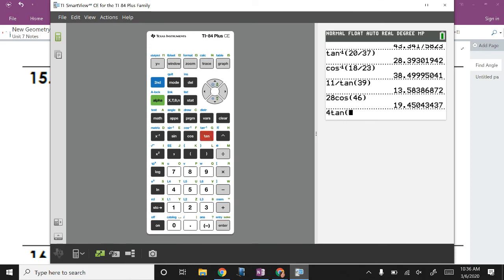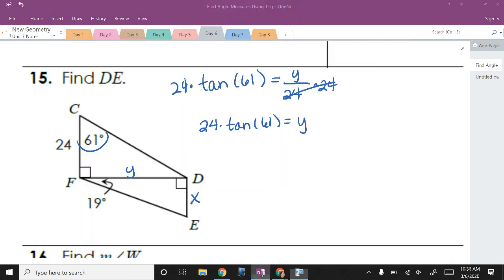24 times tangent of 61, close parentheses. Oops, I typed it incorrectly. 24 times tangent of 61. Y'all getting about 43.3? Okay, so y is approximately 43.3 units long. So I'm going to write that in there, 43.3.